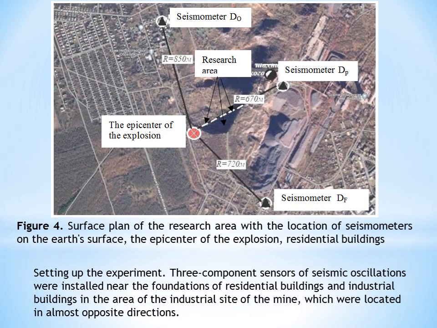Three-component sensors of seismic oscillations were installed near the foundations of residential buildings and industrial buildings in the area of the industrial site of the mine, which were located in almost opposite directions. Parameters of a mass explosion. The mass explosion at a depth of 387.527 meters was carried out using the technologies of blasting with well charges. The well charges were detonated in short bursts. The number of wells is about 220. The total mass was 44 tons. So, on average, the charge of the well was about 0.2 tons.